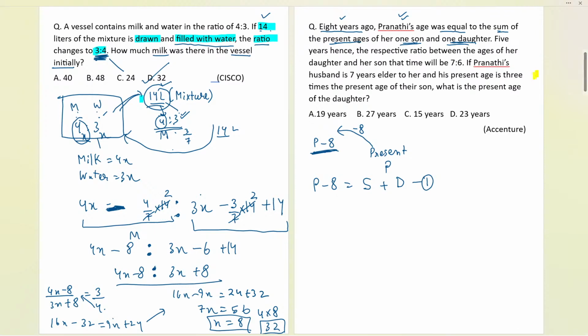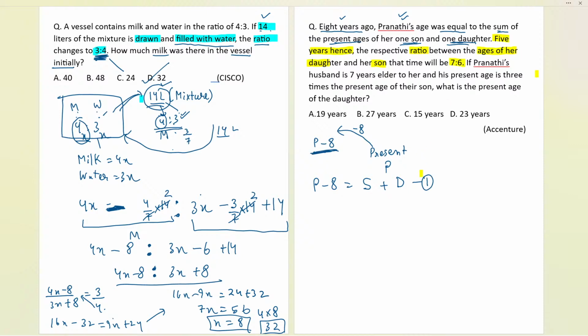Now the further question says 5 years hence. 5 years hence means what? After 5 years, what happens is the respective ratio between the ages of her daughter and her son.